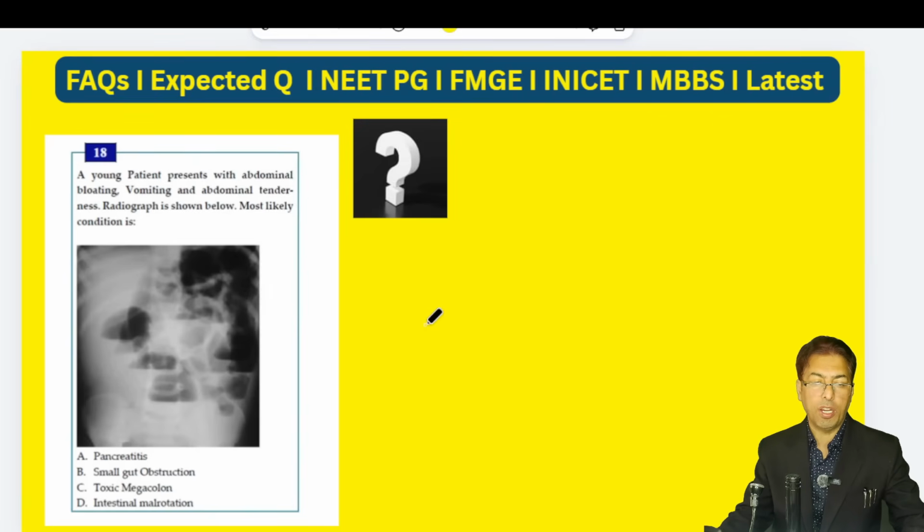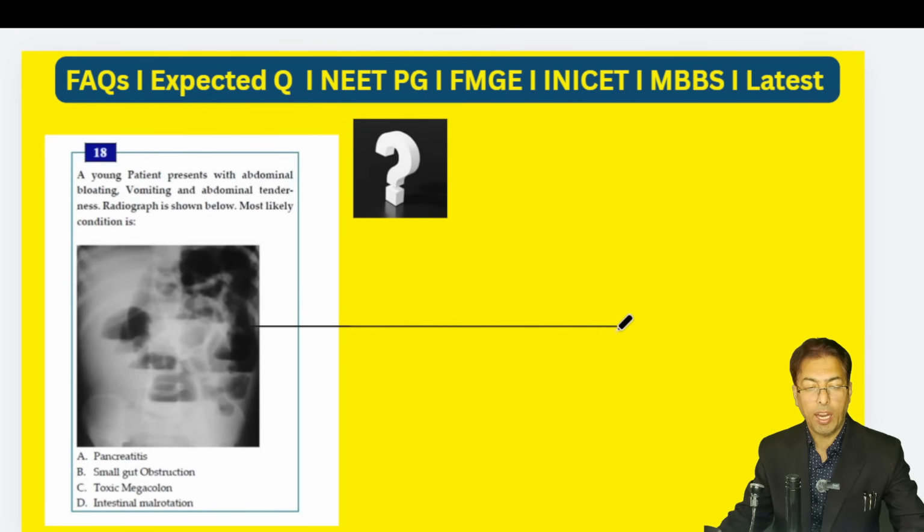So you can see over here, there is a case which is given. A question is asked. A young patient presents with abdominal bloating, vomiting, and abdominal tenderness. Radiograph is shown below. So as you can see, there's a radiograph which you have to interpret. So most likely condition is. Over here, there are four options given: pancreatitis, small gut obstruction, toxic megacolon, intestinal malrotation.